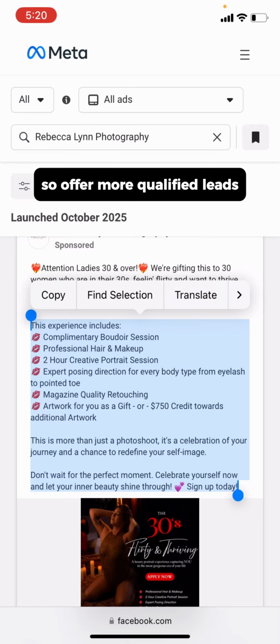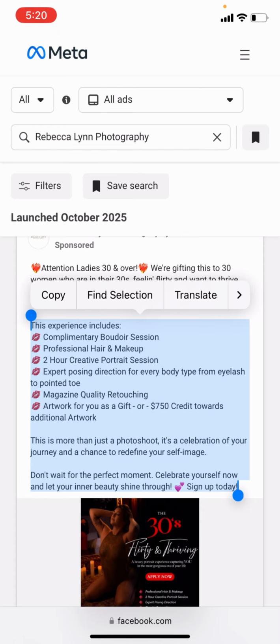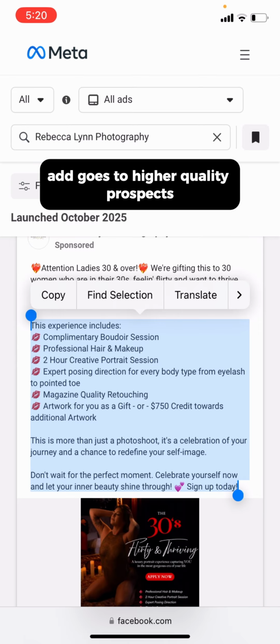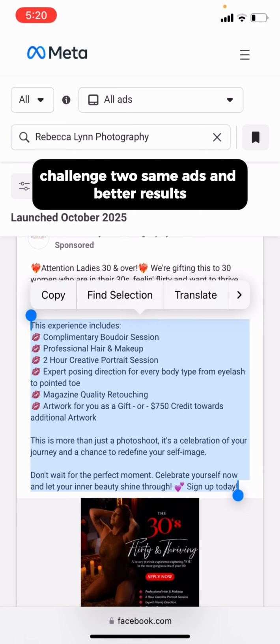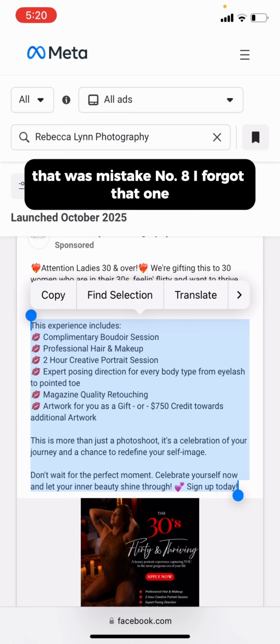Okay. So offer: more qualified leads, more qualified book calls, more sales, more revenue, higher ROAS, more conversions. Feeds back into the Meta ad algorithm. That goes to higher quality prospects, tranche 2. Same ad spend, better results. Ad sustains and scales. Scale the business. All right, that was mistake number 8.